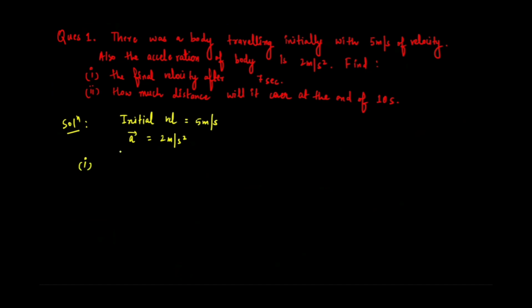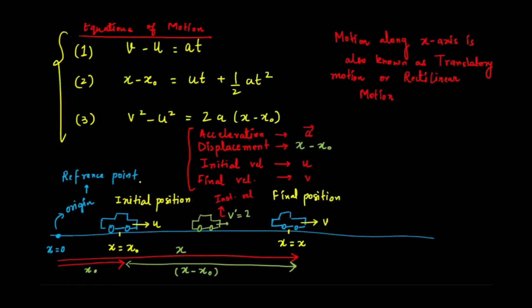First part, the question says what is the final velocity? So we have to find the final velocity, that is v, after what time? After 7 seconds. Now just think and tell me, from these three equations, which equation should I use in order to find v? Here we have v in two different equations, first and third.